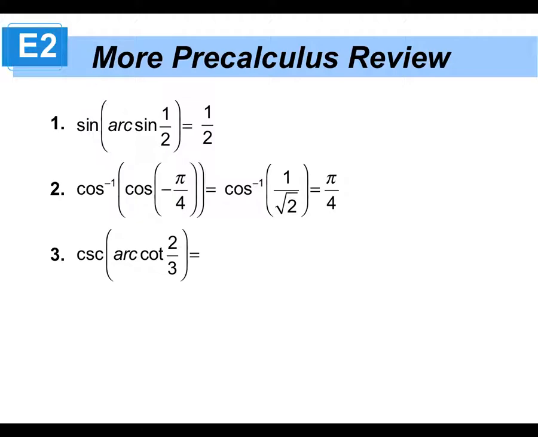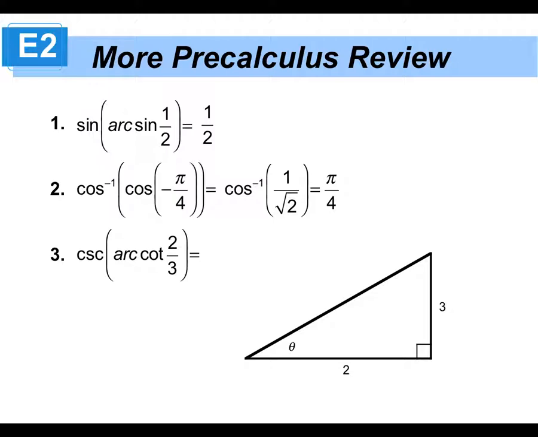There's some angle, I called it theta, that when I take the cotangent of that angle, I get 2/3. What is cotangent based on opposite, adjacent, and hypotenuse? Adjacent over opposite. Good. Which means I'd get that triangle. Here's my angle theta. The adjacent side is 2. The opposite side is 3.